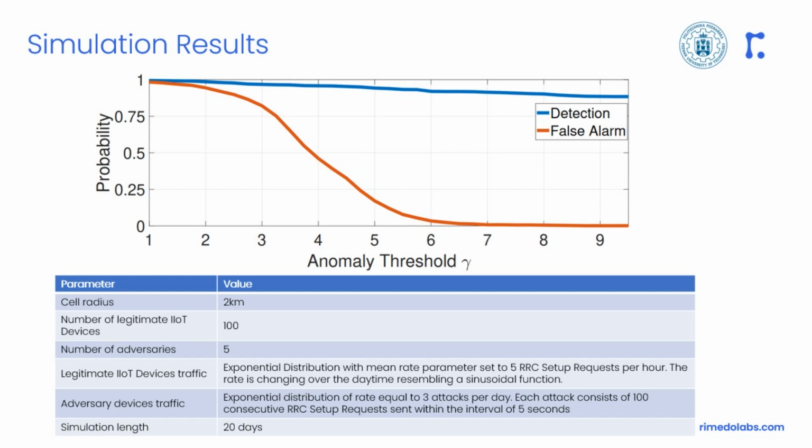We have compared the signaling storm attack detection for different anomaly detection thresholds for 20-day-long simulations. The resultant probability of false alarm and signaling storm attack detection is depicted in the slide. It can be seen that for a low value of gamma, both the probability of detection and of false alarm are very close to 1. The probability of false alarm can be decreased to 1.5% by setting gamma to 6.5. This comes at the cost of probability of detection degradation to 92%. The proposed method allows balancing both probabilities by setting a proper gamma threshold, depending on the network operator's requirements.